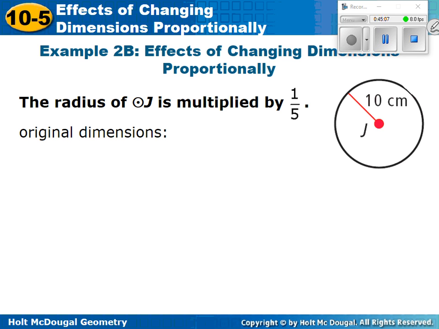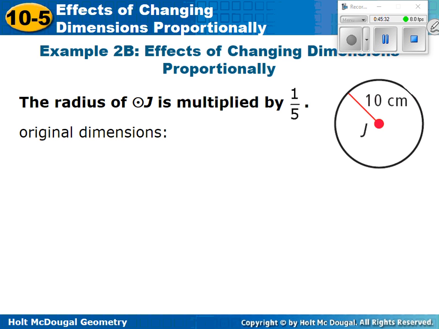So Devin said he thinks that whatever you multiply both dimensions by, you just take that number and square it. Is 1/5 squared 1/25? Okay, so I think Devin's right. Let's try the perimeter, which wouldn't be called perimeter for a circle. It would be called circumference. What's my formula? 2 pi r.